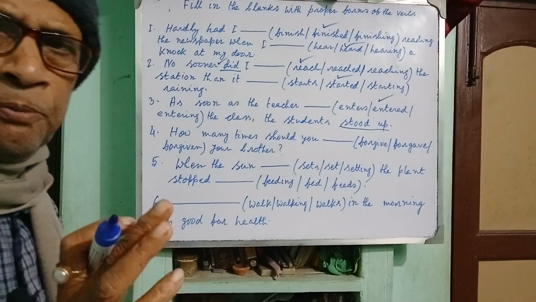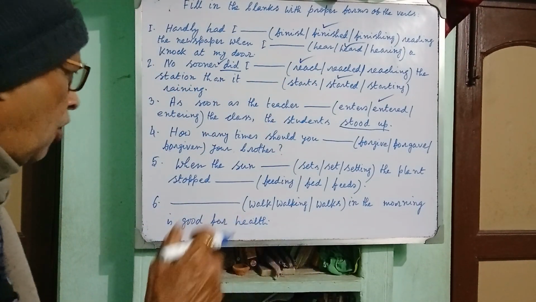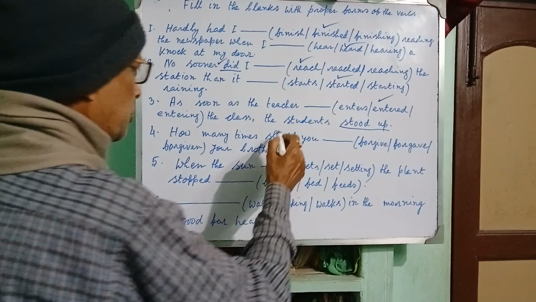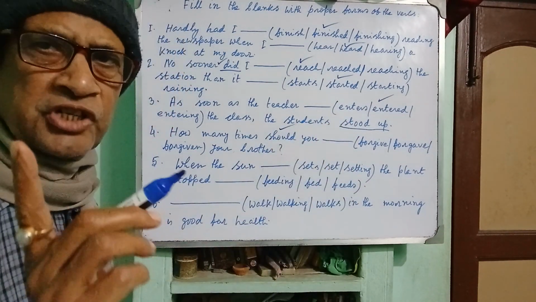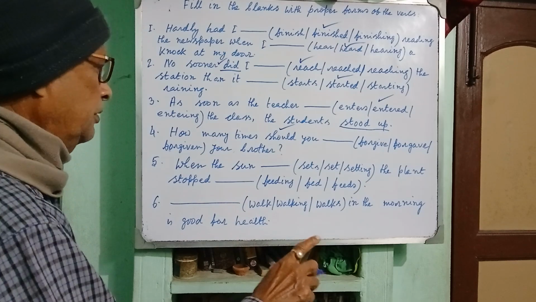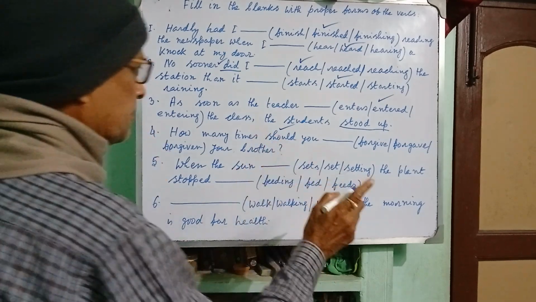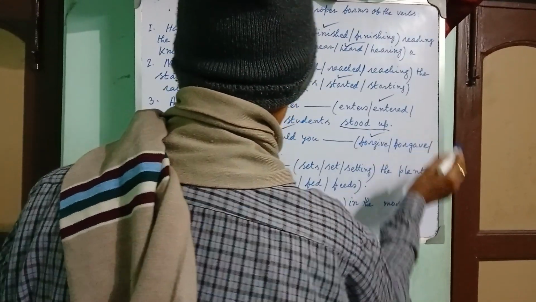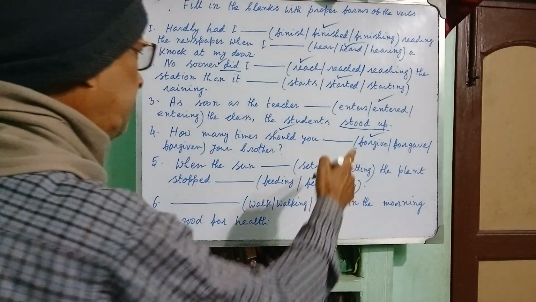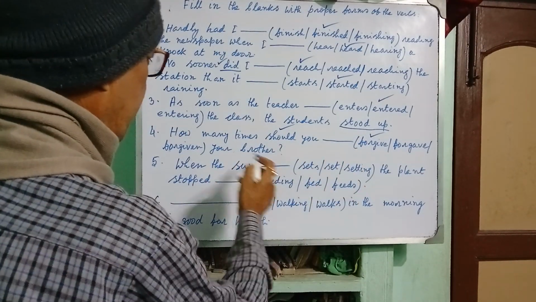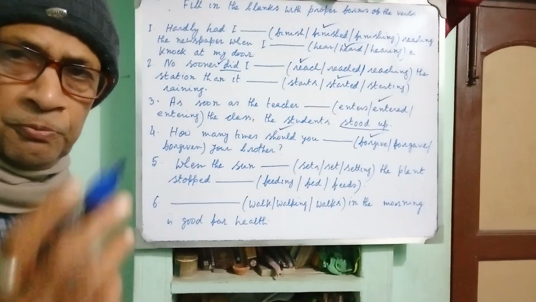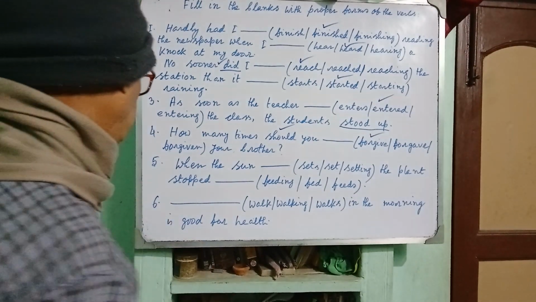Now come to the fourth example. How many times should you? Should is the past form of shall. Should you? So the next verb will be present form. How many times should you forgive your brother? Should you forgive your brother?